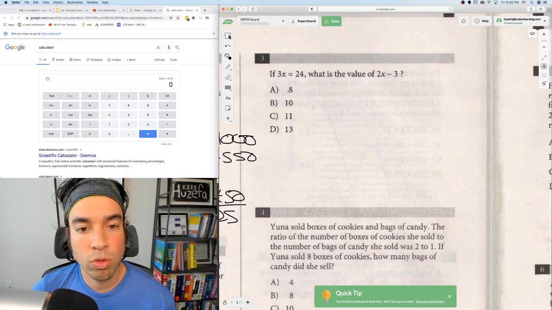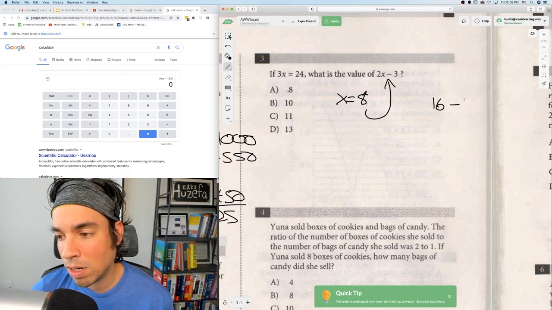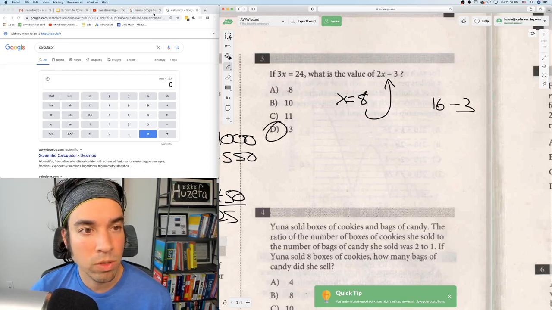Number 3, 3x equals 24. What is 2x minus 3? Divide both sides by 3. X equals 8. Plug it in here. 2 times 8 is 16. Minus 3 is 13. Boom, done. Let's go back to the timer.